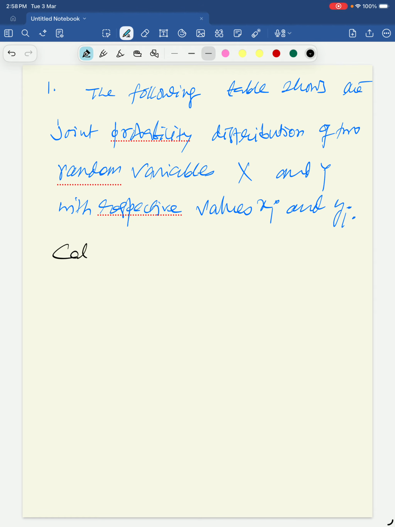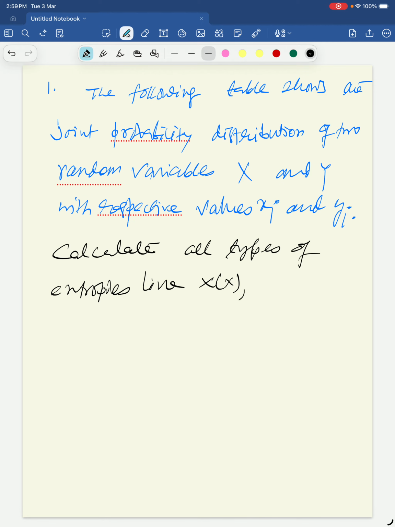The problem is to calculate all types of entropies, like H(X), H(Y), H(X,Y), H(X|Y), H(Y|X).